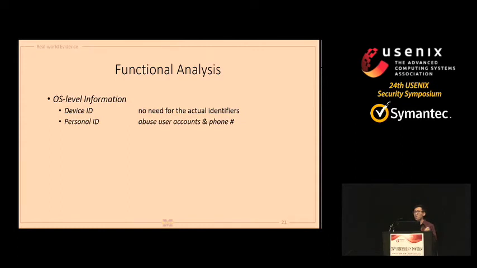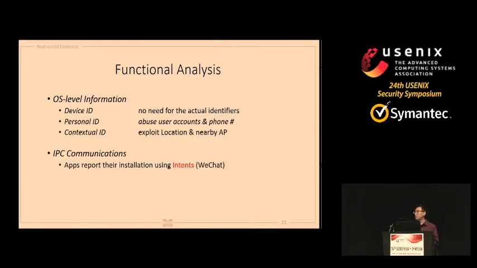And for personal identifiers, even though many applications only require one specific type of account, such as either your Google account or your Yahoo account, they simply collect all the accounts they can get. The same thing happens for contextual identifiers. Even though a lot of apps do not require location information, they still collect your location information, fine-grained location information, and the nearby access points. This information can be used to construct a unique mobility pattern of yours, which can later be used to identify you. And we also find that apps use IPCs in a rather questionable way.